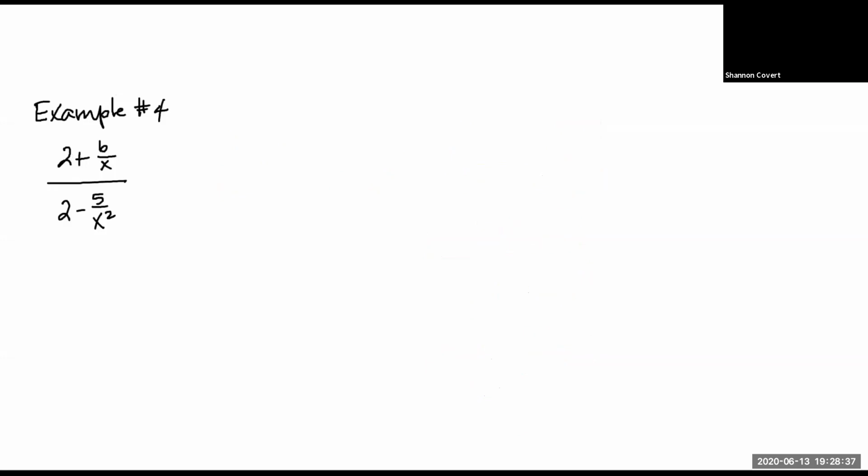Example number 4 is 2 plus 6 over x, all over 2 minus 5 over x squared. This is the situation where I'm going to need to determine what my least common multiple is for both of the numerator and the denominator and what their fractions are.